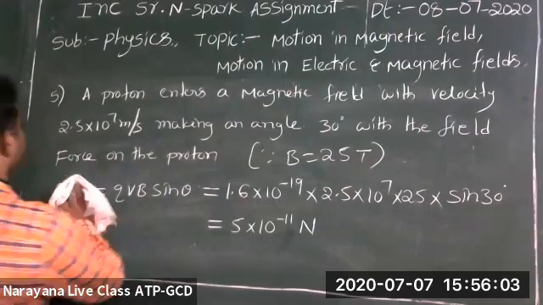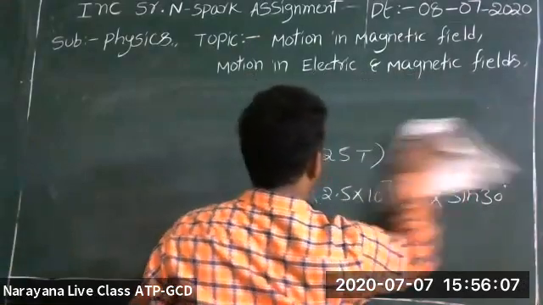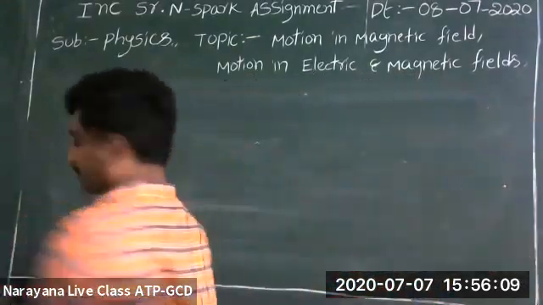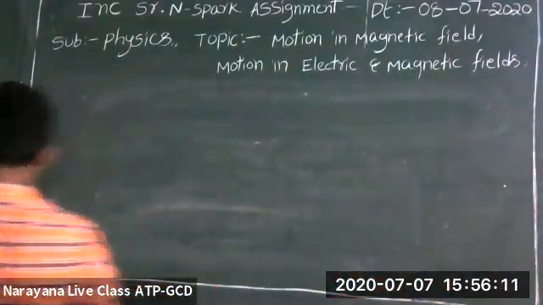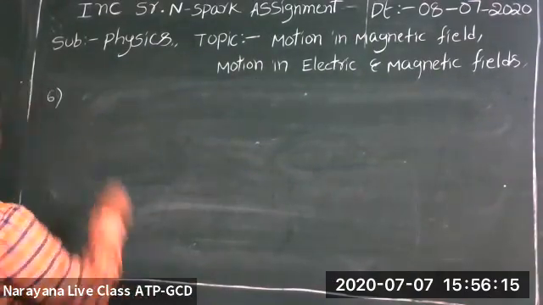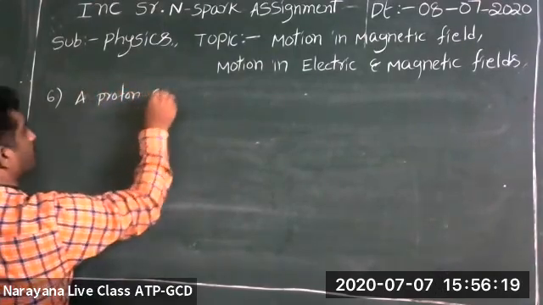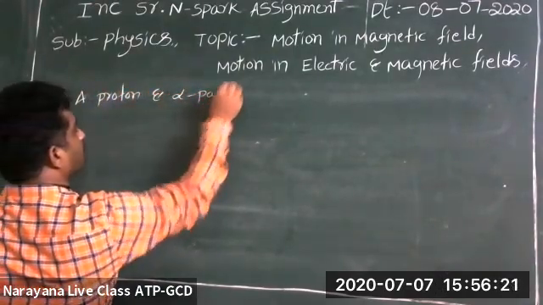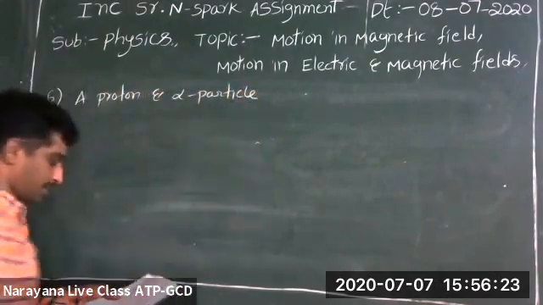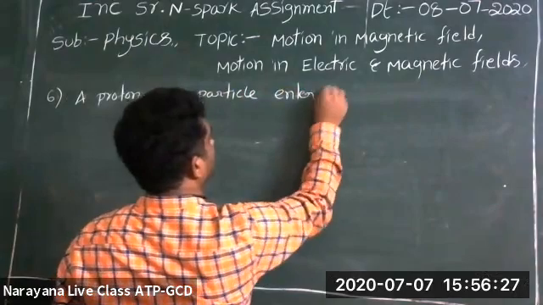Next problem. Sixth one. Proton and alpha particle enter into a uniform magnetic field.